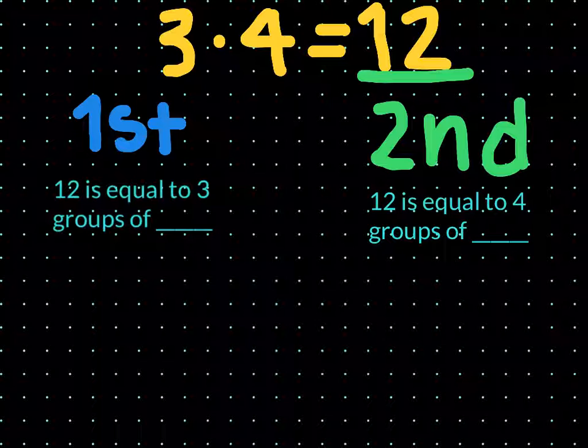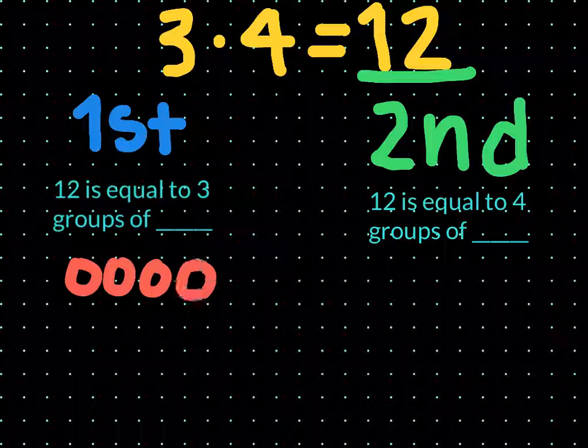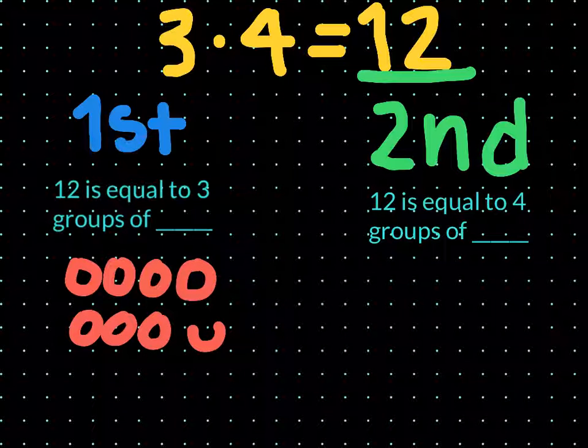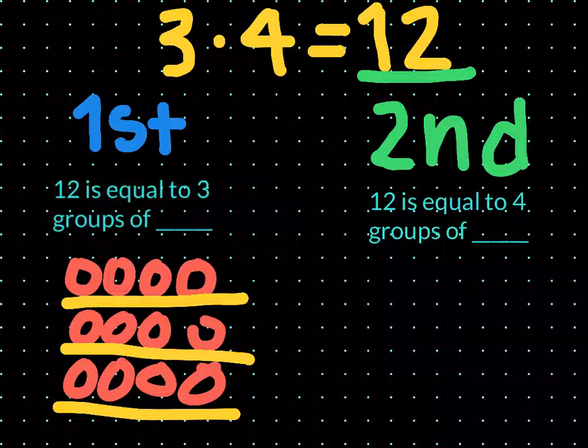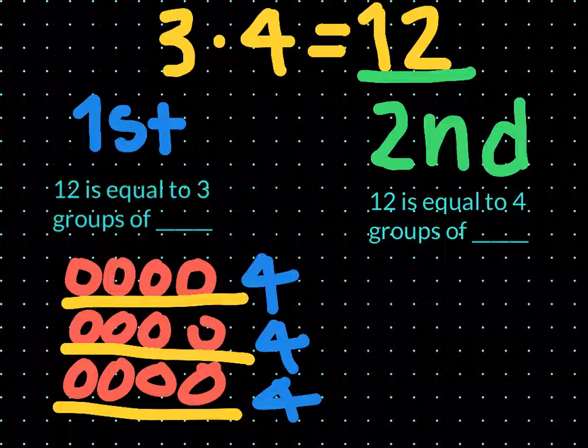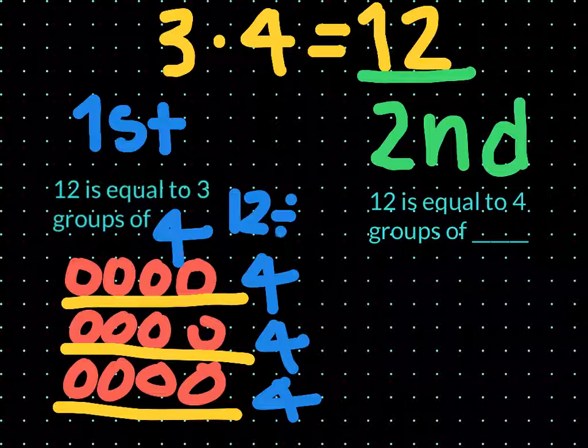Okay, so the first way we can do it is 12 is equal to 3 groups of, so basically what they want us to do is we have 12, 1, 2, 3, 4, 5, 6, 7, 8, 9, 10, 11, 12. They want us to put it in 3 equal groups. So they're all equal. Let's count. There's 4 in this group, 4 in this group, 4 in this group. So that means 12 is equal to 3 groups of 4, or 12 divided by 3 equals 4.